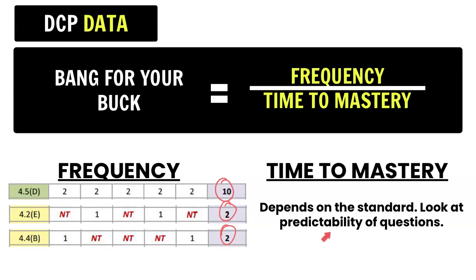Time to mastery is a little bit more difficult to understand. It obviously depends on the standard and the types of questions that are asked. But one thing that you can do is look at the predictability of the questions on STAR. If you notice patterns in the question and you see that it's a question that a student could reasonably learn how to do in a short amount of time, that would be a question type or standard to go after in your reteach and your spiral review after a checkpoint.